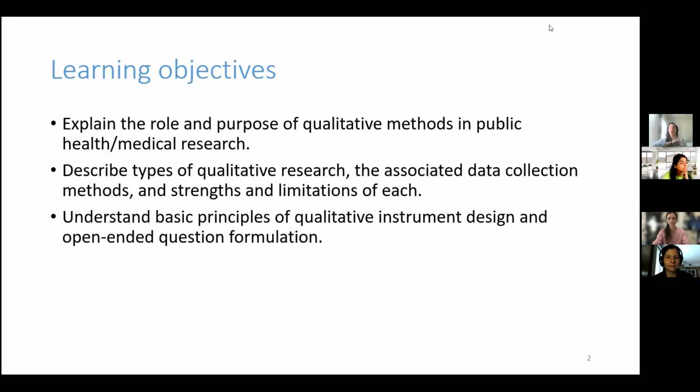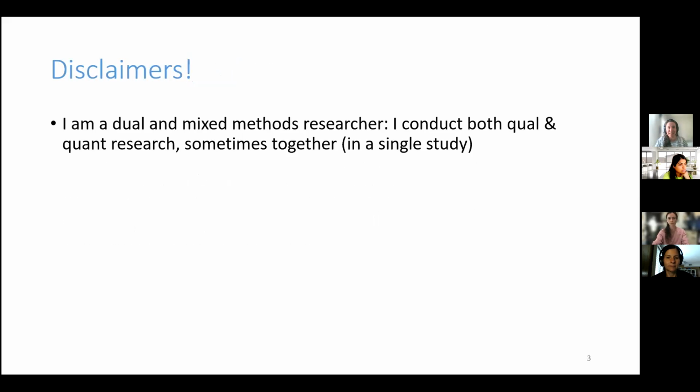So this is a humongous area that we're just going to scratch the surface of today. I do want to put a few disclaimers out at the very beginning. I would characterize myself as both a dual and mixed methods researcher. So I conduct both qualitative and quantitative research, sometimes together in a single study, which is what we would call mixed methods, but sometimes standalone qual and sometimes standalone quant. So I would say that I'm dual and mixed methods. I'm not a purely qual or purely quant person.